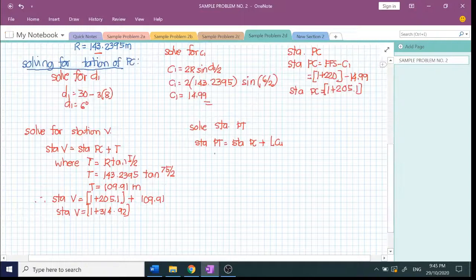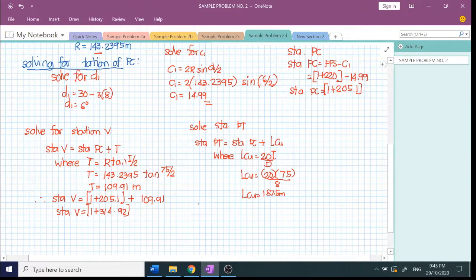Our length of the curve is what? We have a formula, Lc is 20I over D. When we substitute, we have 20 times I, which is 75, divided by D, which is equal to 8. So our Lc is 187.5.